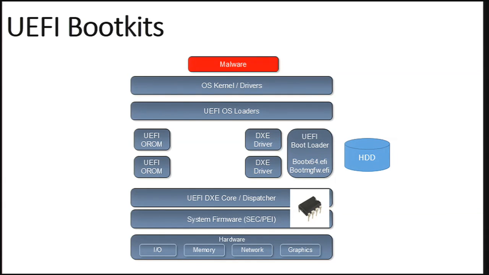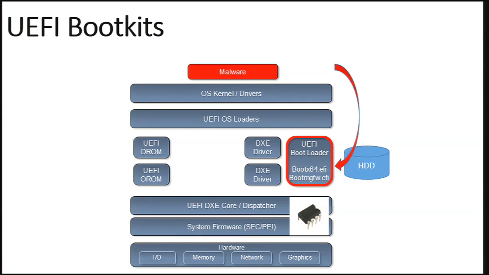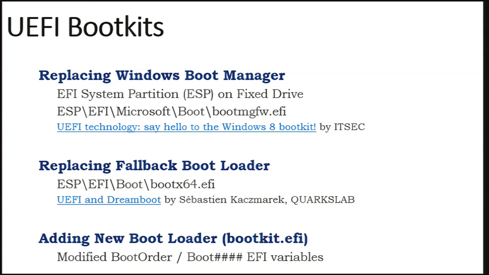The first vector of attack is abusing the bootloader on this level, and we currently know three ways to do this. The first one is an old technique, replacing the boot manager directly. Also interesting is replacing the fallback bootloader directly in the file system. This was presented last year by Sebastian from Quarkslab, and the source of this UEFI bootkit is available on GitHub. The last one is adding a new bootloader, also directly in the file system. It's really easy for antiviruses to detect because it's possible to recognize it in the file system at the operating system level.